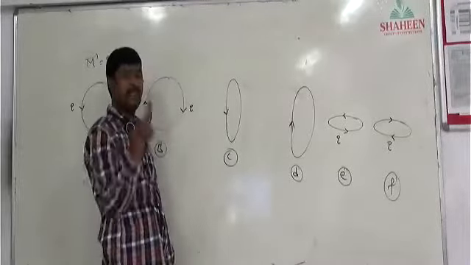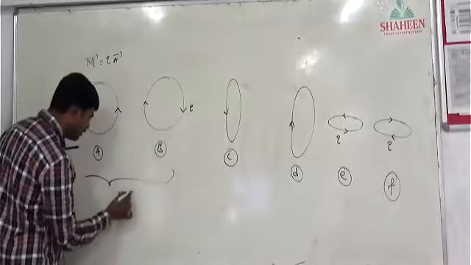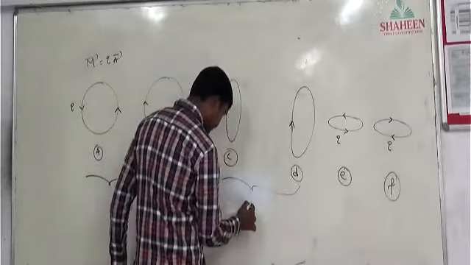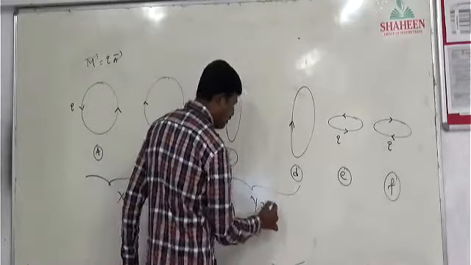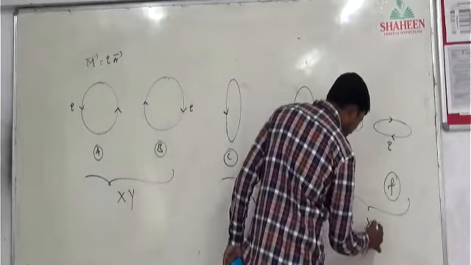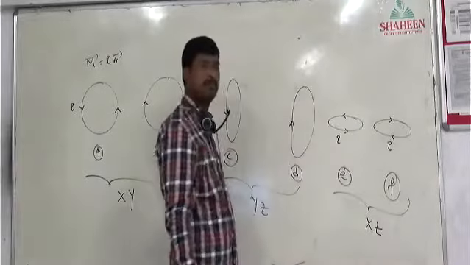In which plane is it? C, D are in the YZ plane. A, B are in XY, C, D are in YZ, and E, F are in XZ. Okay.